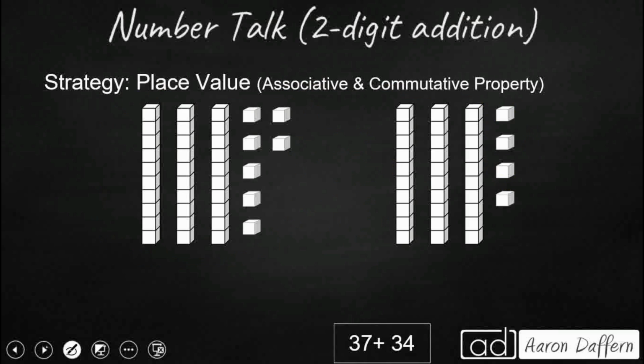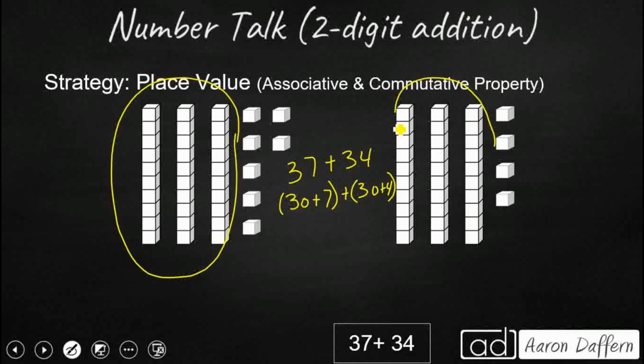Now, place value is where most of us probably start when we don't know which strategy to use. What we do is we break down each of our add-ins into expanded form. So look at 37. It's really 30 plus 7. And look at 34. It's really 30 plus 4. Just break it down by place value. And what we want to do is grab our tens first. So there's my 30 and my 30. And I want to add those first.